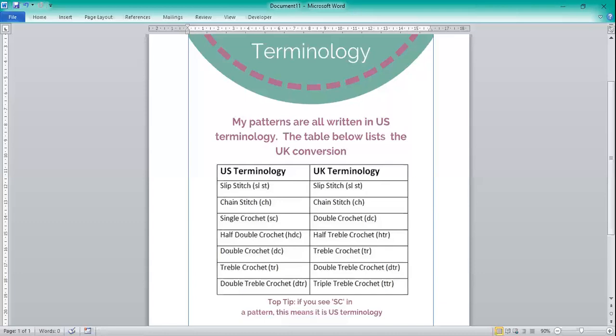Most patterns should tell you whether they're US or UK, but if they don't, and you see anything to do with a single crochet, you know that it is a US pattern. All my patterns tend to be in US terminology because just for me, it makes more sense that after the chain stitch, you start with a single crochet. And I can't get my head around the fact that in the UK, after the chain stitch, you start with a double, even though I'm from the UK. So I tend to work with US terminology. But hopefully this helps you understand some of the terminology that you'll see in the patterns.